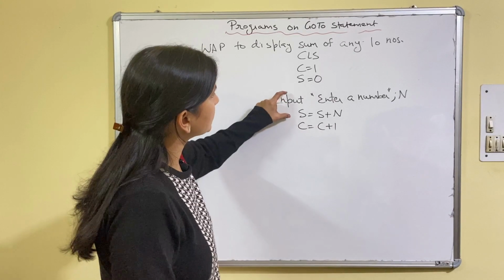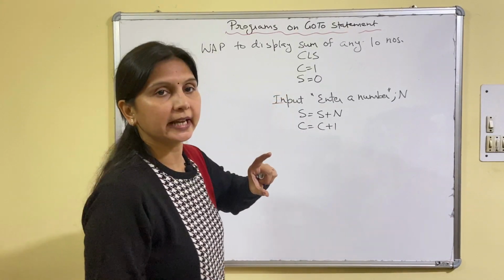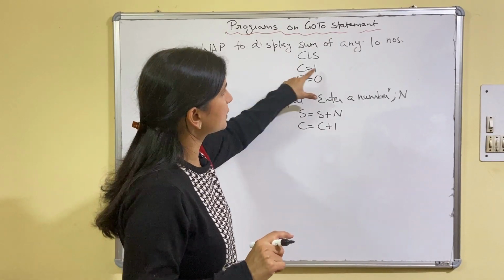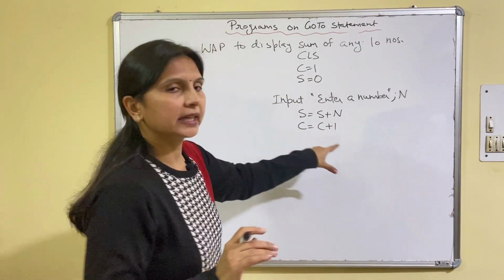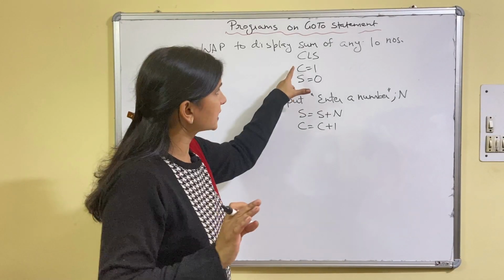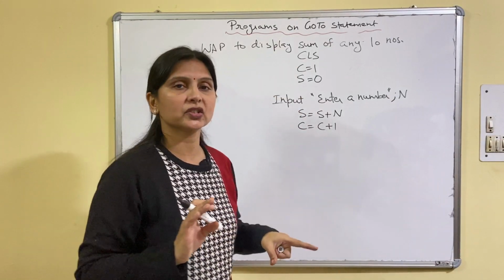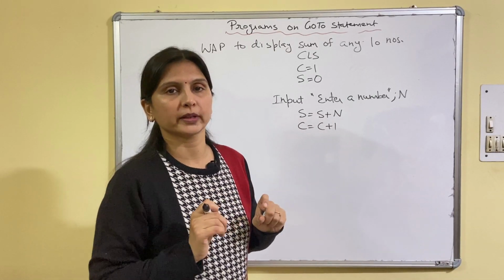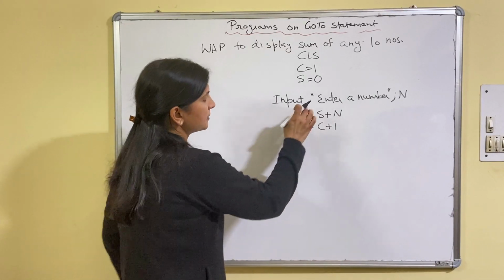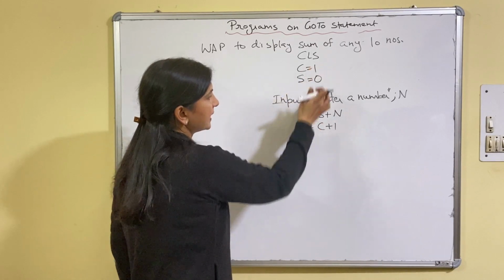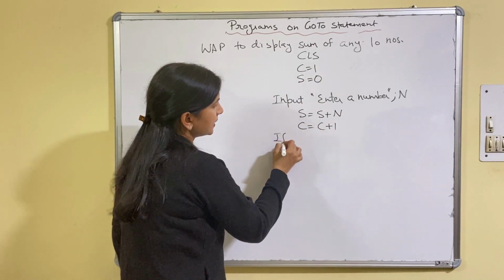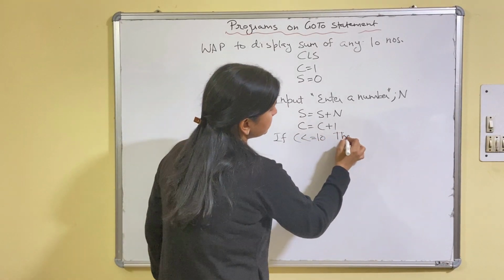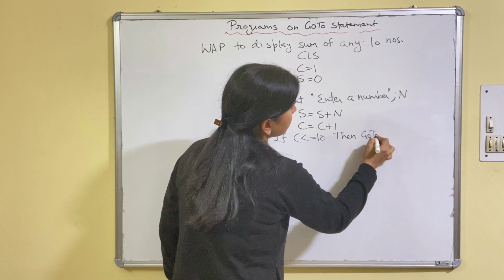Same way, because we need to repeat these two statements 10 times. And to repeat the statement 10 times, we will take counter variable C equals to 1, then increment, then condition. These three statements, C equals 1, increment and condition, will always be there in GoTo programs. So always remember, to repeat these two statements, we are writing these three statements. If C less than equals to 10, then go to start.